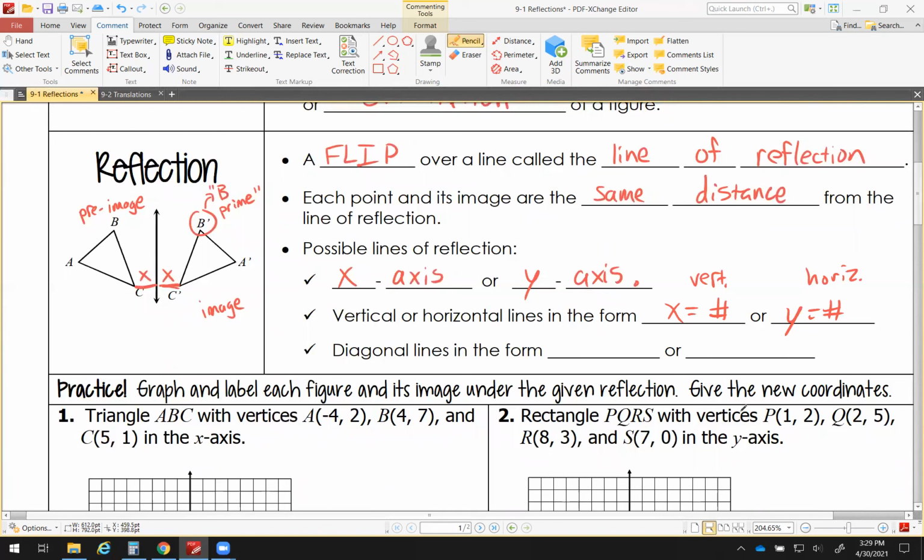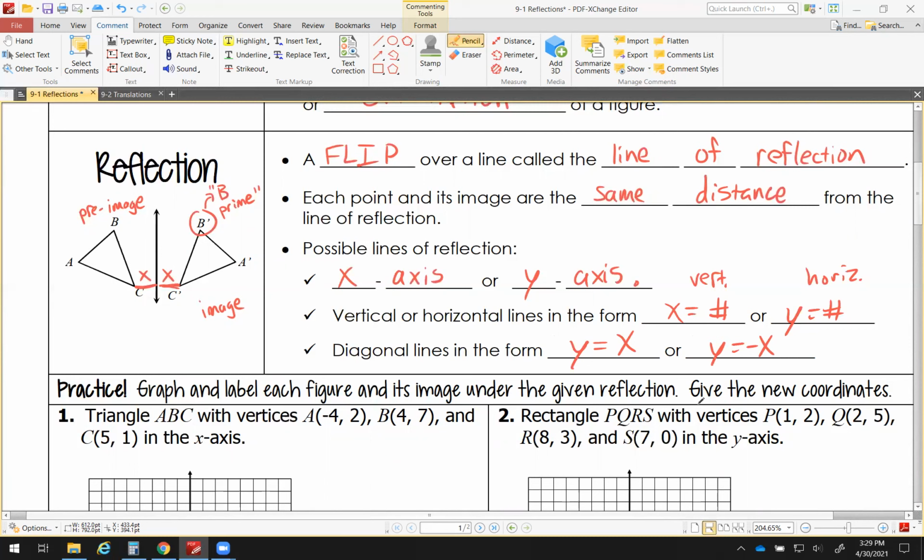Okay, and then the least common one that we're going to do, but perhaps the most interesting, is a diagonal line. And the two that we're going to see in this class are y equals x and y equals negative x. So if you've forgotten how to graph those, just think back to your slope-intercept form, and you should be good.